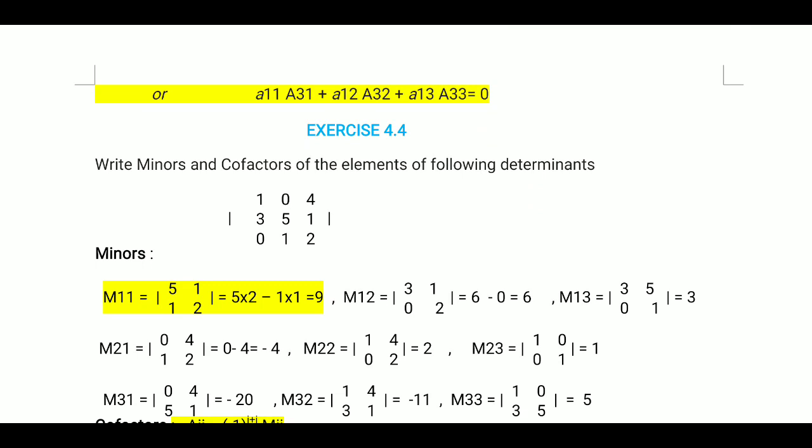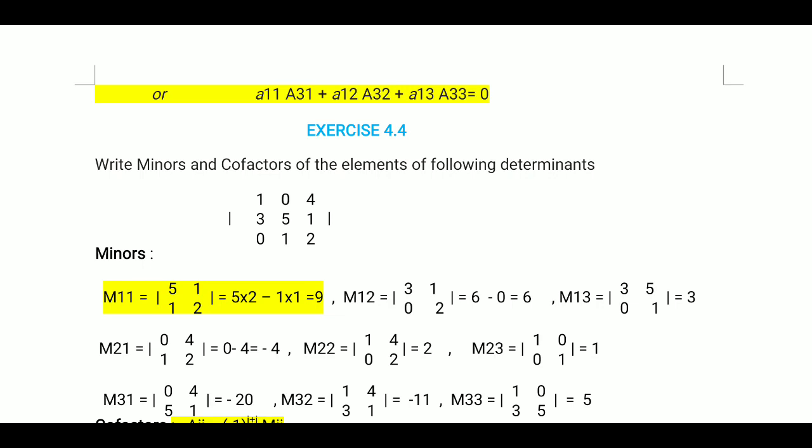Now the exercise 4.4, we have to find minors and cofactors of the elements of the determinant. Here M11 means the first row first column element, that is 1. Leaving this first row and first column, we get a small determinant 5 1, 1 2, and find its value. Cross multiplying, 5 into 2 minus 1 into 1, you get 9. So the minor M11 is equal to 9.